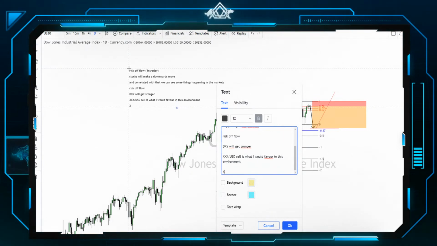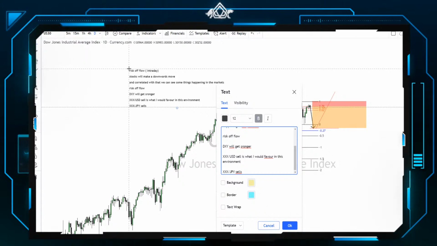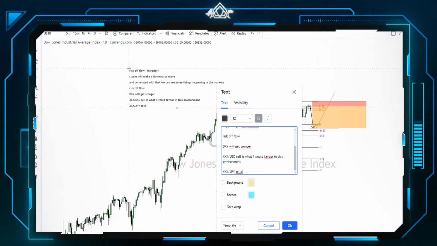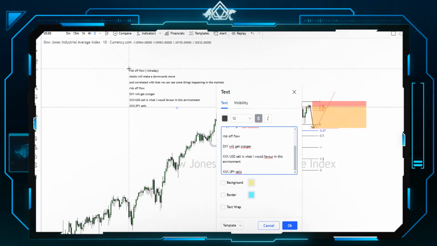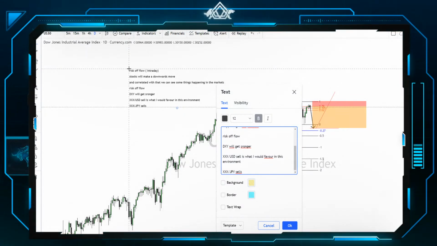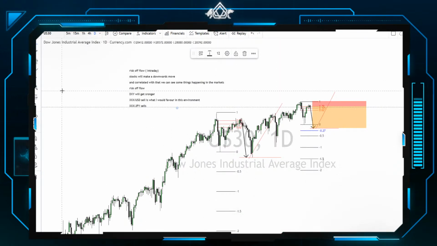Also, I would look for XXX JPY sells. So XXX JPY sells, and that's for the very simple reason that the yen is a safe haven, and in risk off environments the safe havens will get stronger. So for me this is important. Why? I'm not really gonna take a bet on the dollar right now, okay, because we have been making higher highs and higher lows. So I'm not gonna do that. What I am gonna do is gonna start taking a look at the JPY. So I'm gonna take a look at the yen.